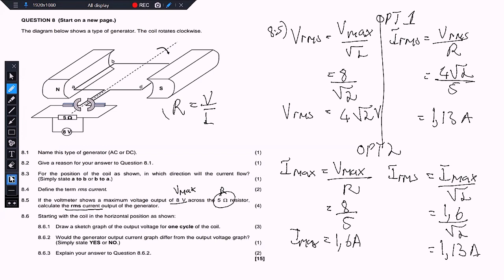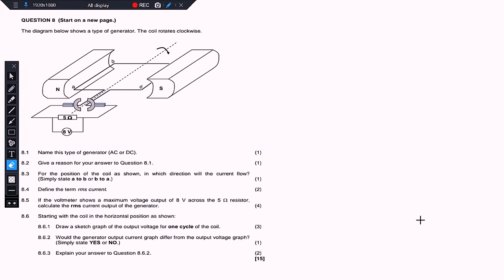Right? Okay, then now let's look at 8.6. It says starting with the coil in the horizontal position. Note that. Now there's a catch there, right? Most of the time, even when you do it in class, you normally see this coil in a vertical position, right?